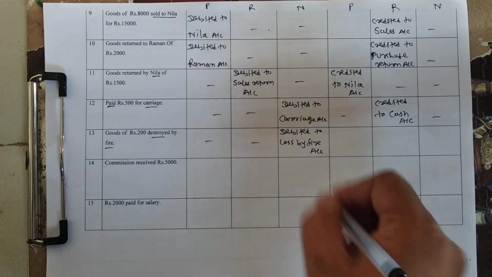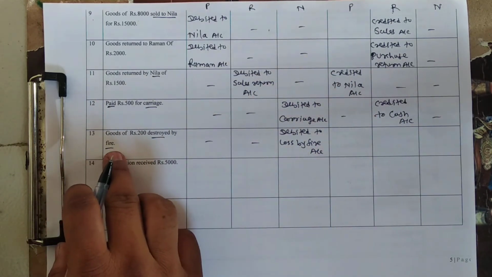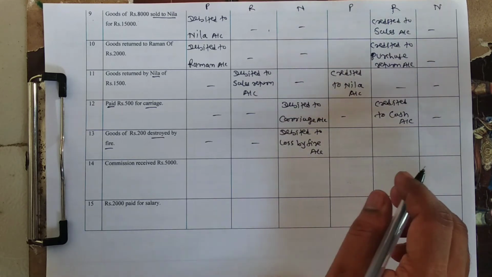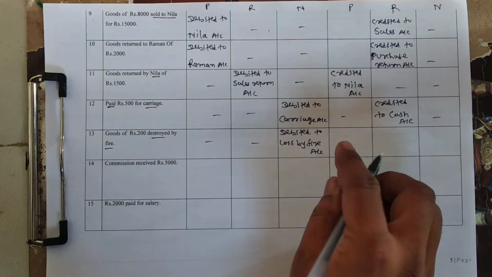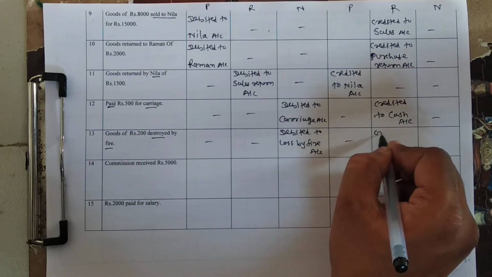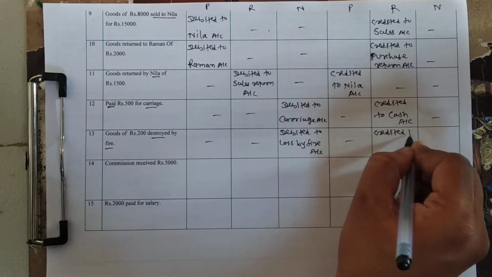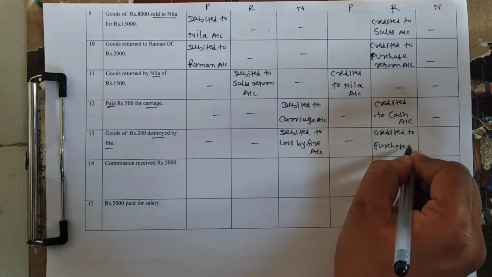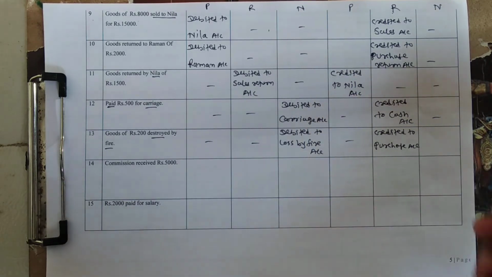And what will be the second effect? Here goods go out, and effect is on purchase account, because goods go out by other way, and goods is a real account, so credited to purchase account. Student, when goods go out by other way, it is always credited to purchase account, because our purchase is going to be reduced.